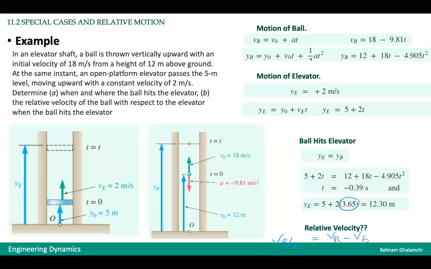What is the VB? We can just use this formula. What is the VE? It is a constant value. It's perfect. Just update the time there. We should put time equal to 3.6. Then we are able to find the relative velocity.